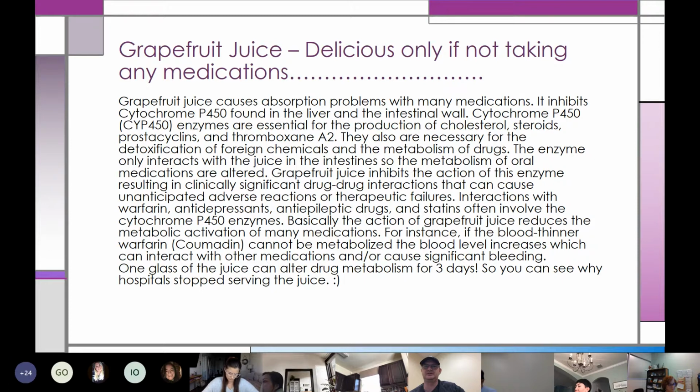For instance, if the blood thinner warfarin cannot be metabolized, the blood level increases, which can interact with other medications and or cause significant bleeding. One glass of the juice can alter drug metabolism for 3 days. So you can see why hospitals stop serving the juice.